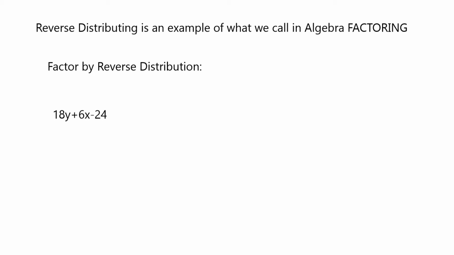Let's try another example. Let's reverse distribute 18y plus 6x minus 24. Another name for reverse distributing is factoring. So we want to factor 18y plus 6x minus 24. First step, we need to figure out what is the GCF of 18y, 6x, and 24. Do you know what it is? The GCF is 6.